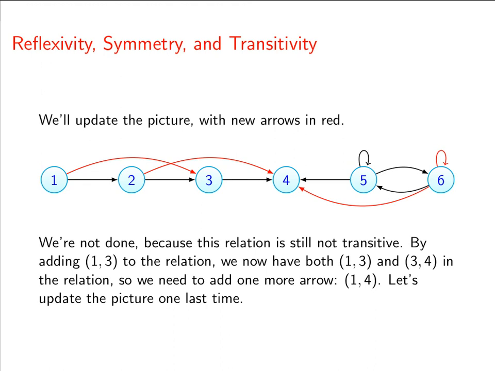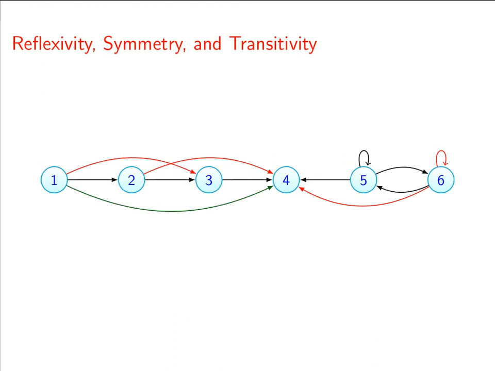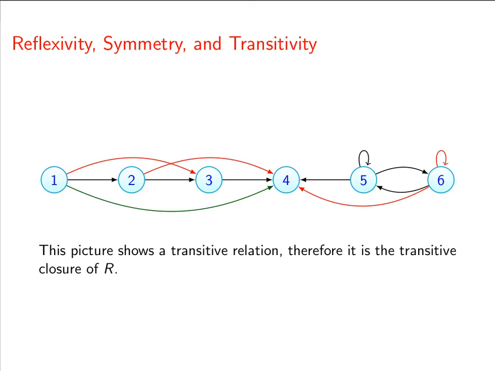One last thing, we get this picture, and you should go ahead and check. This is a transitive relation, and we don't want to add anything more. So this is the transitive closure of the original relation.